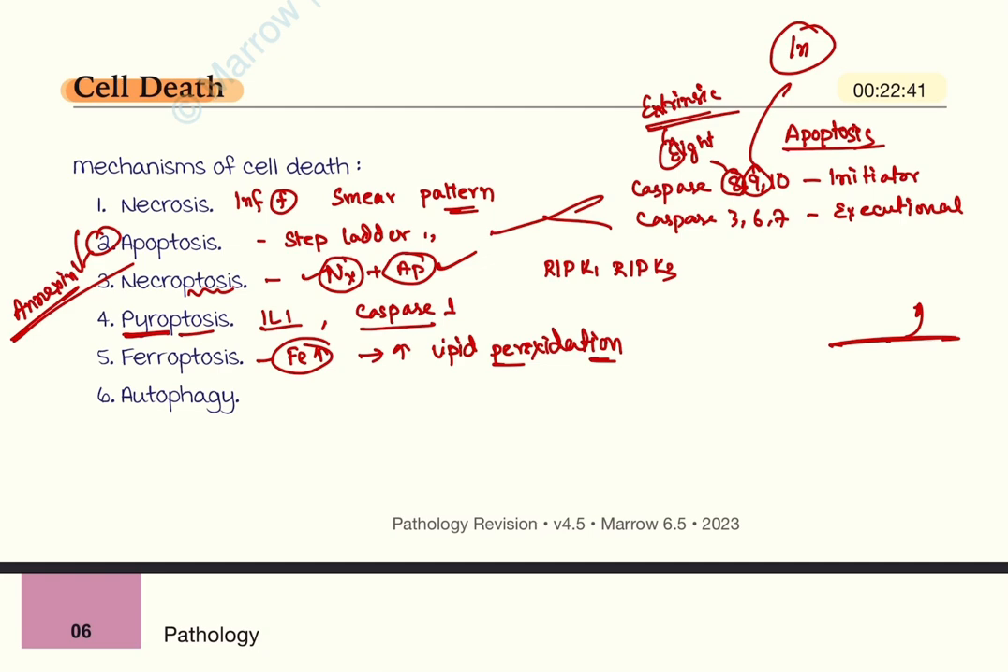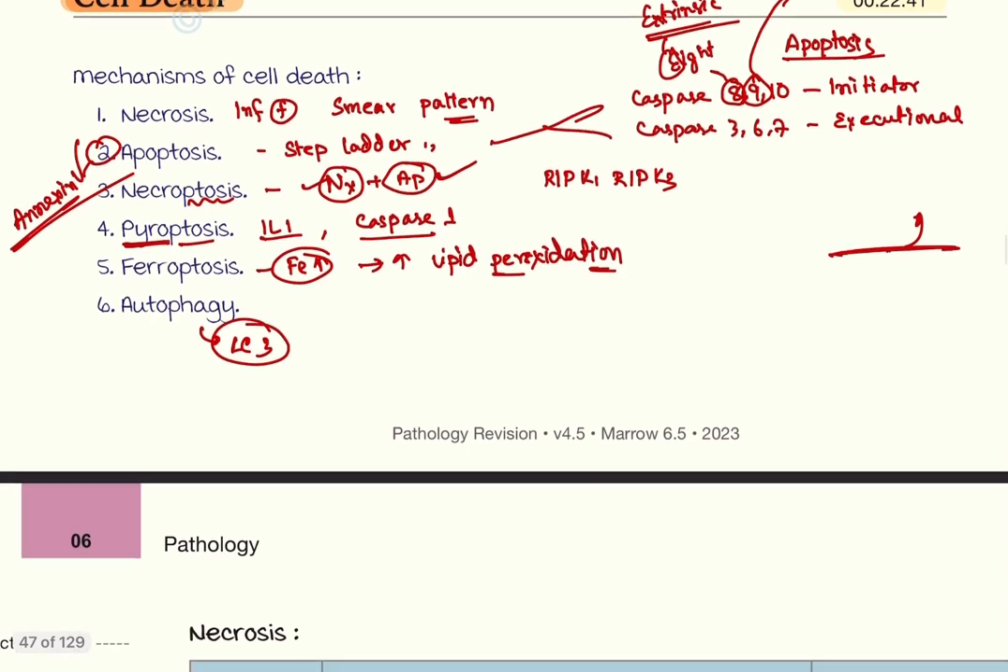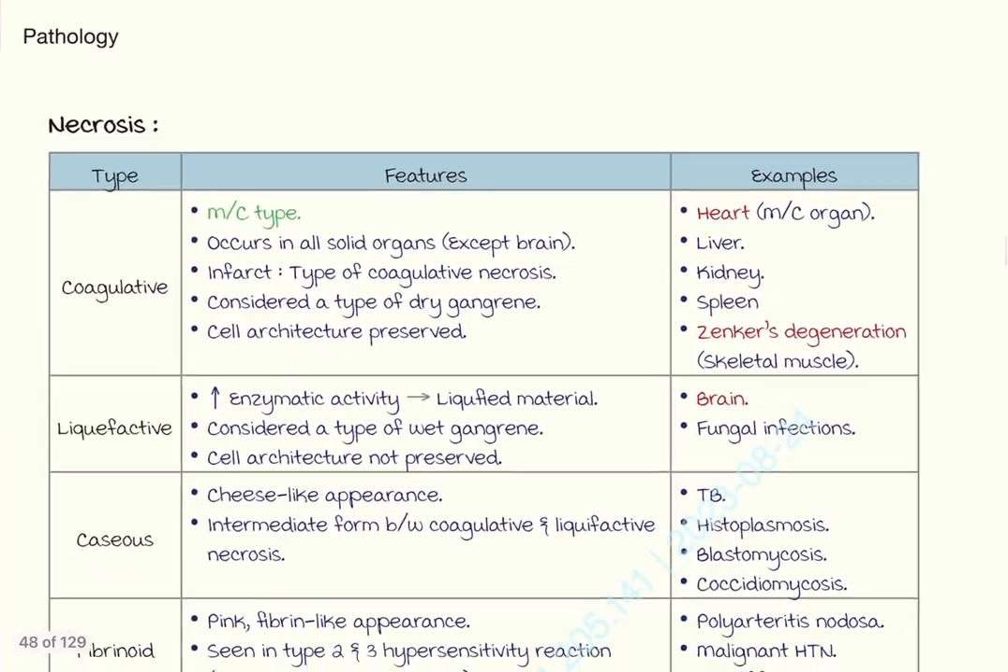Okay, autophagy. The marker of autophagy is LC3. Autophagy is a survival mechanism where the cell will damage or digest its own content, because of stress. So let us discuss one by one.